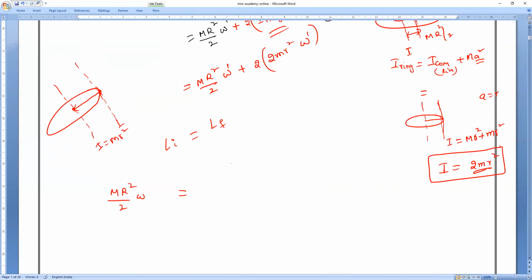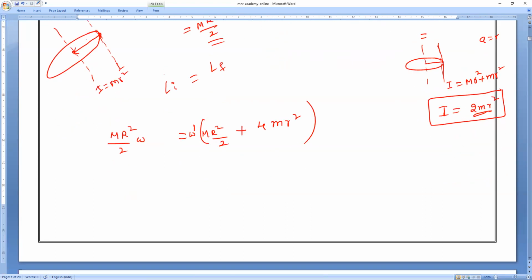So mr square omega. Then the final angular momentum is what? MR square by 2 omega dash. Omega dash is common outside. So omega dash, MR square by 2 plus, what will happen? 2 twos are 4, so 4 mr square.